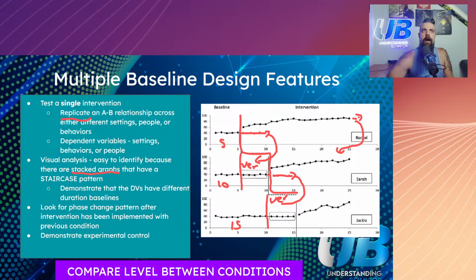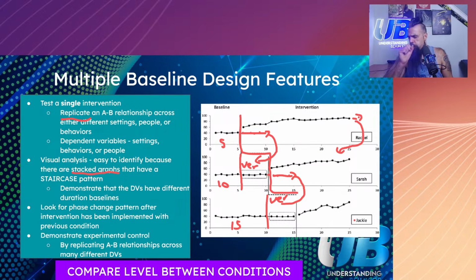Cool. So that's our prediction, verification, replication. We demonstrate experimental control, again, by replicating these A-B relationships across many different dependent variables. So we want to see replication occur for a bunch of these dependent variables. You need at least 2. Sometimes these will go up to 5. 3 is pretty standard, but essentially, the more the better.